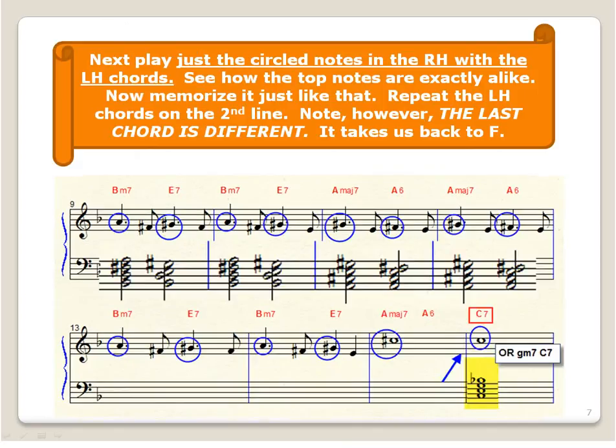Now on the next page, you're going to do the same thing you did with the other. You're going to play just the circle notes in the right hand with the left hand chords. And again, the top notes, the melody notes, the circle notes are exactly the same notes as the top note of your chord, except for those last two measures. And you want to memorize it just like this.